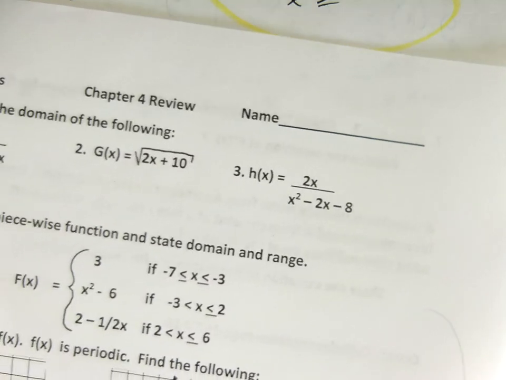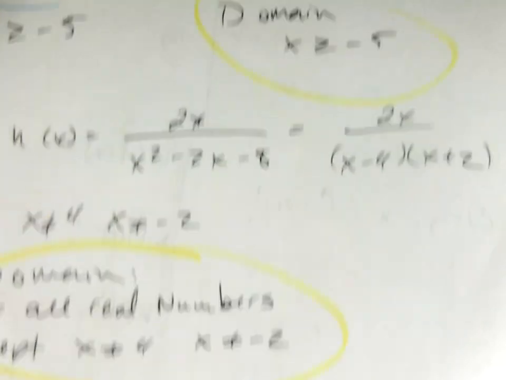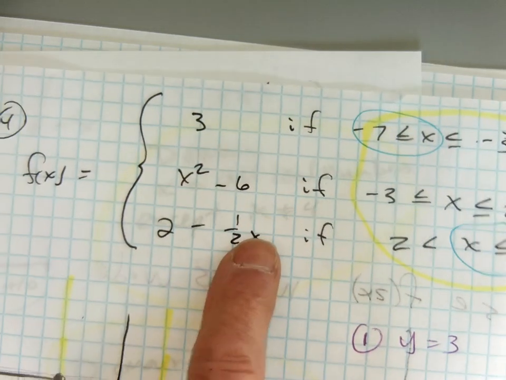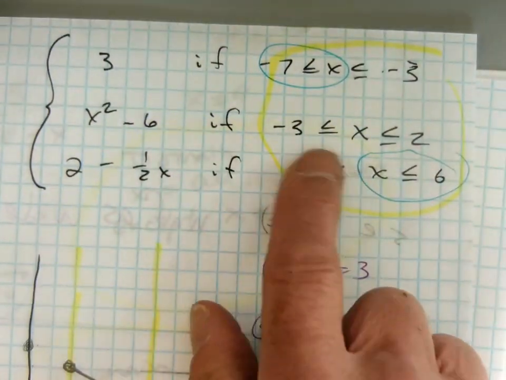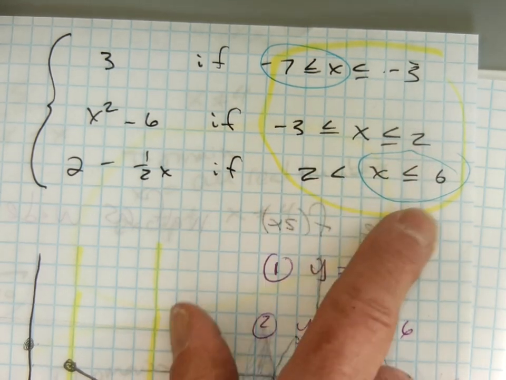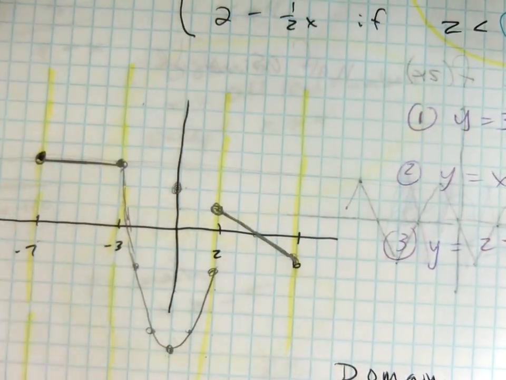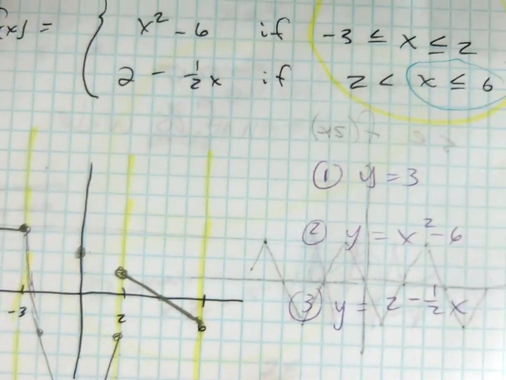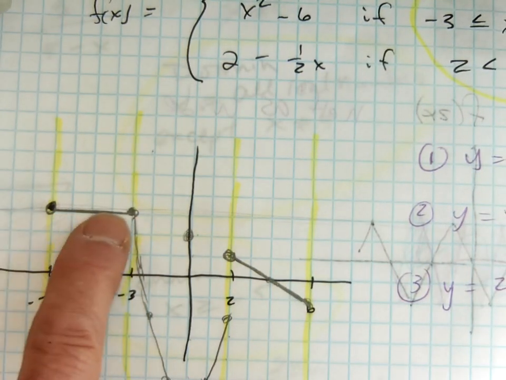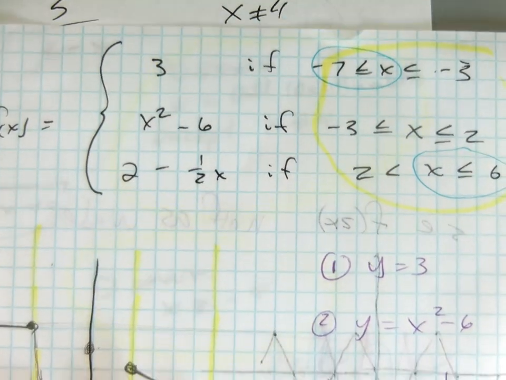Number 4, we got our piecewise graph. I'll bring that into play. My piecewise graph is here. So the first thing I like to do is get my boundaries at negative 7, negative 3, negative 2, positive 2, and 6. So put the boundaries in first, okay? Then my first equation is y equals 3. Straight across, a horizontal line at 3. However, it's only within this region between negative 7 and negative 3.